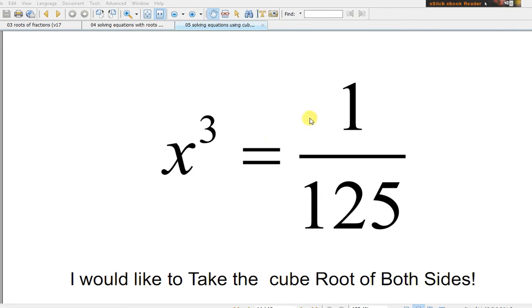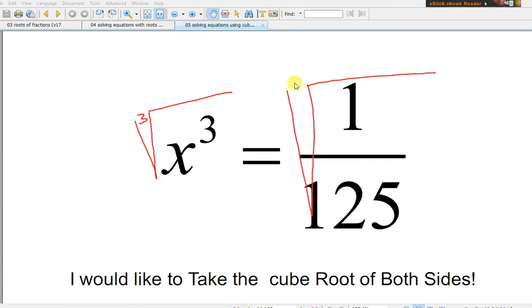Well, how am I going to fight a cube? I fight a cube with a cube root. Well, what's the cube root of 1? 1. What's the cube root of 125? 5. This goes back to our lesson on taking roots and square roots and cube roots of fractions.